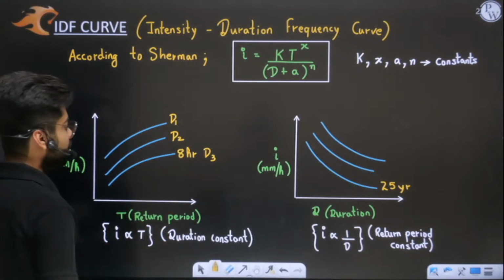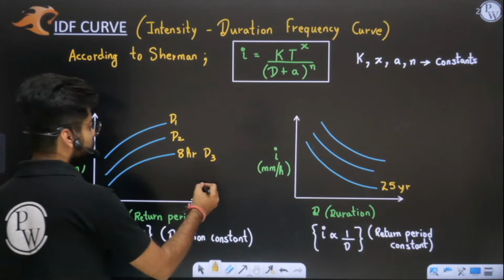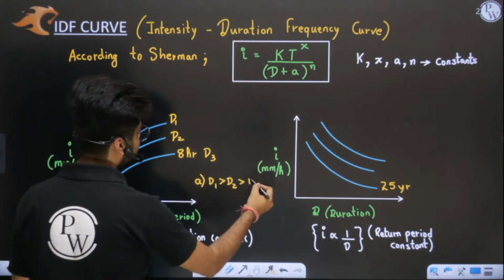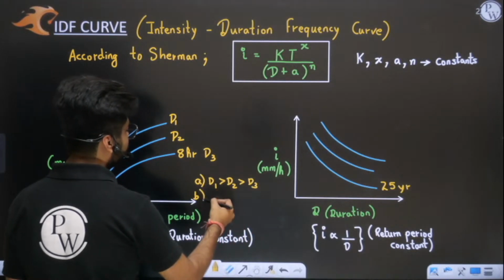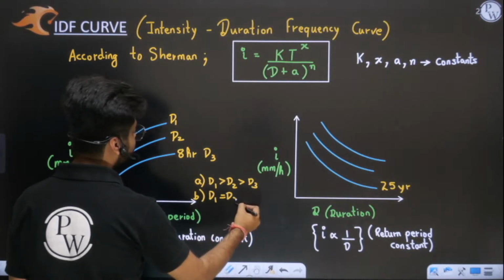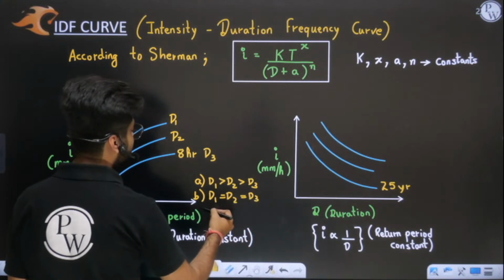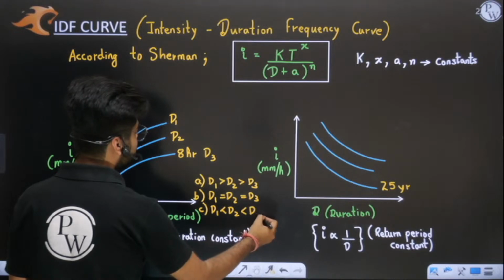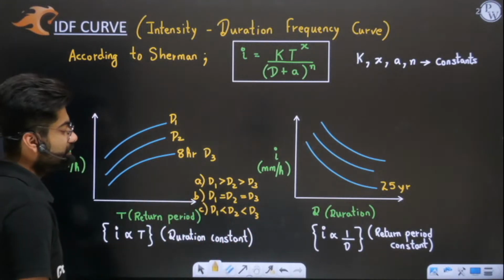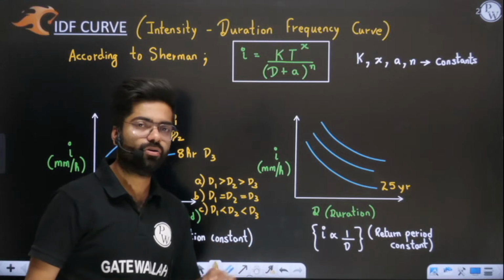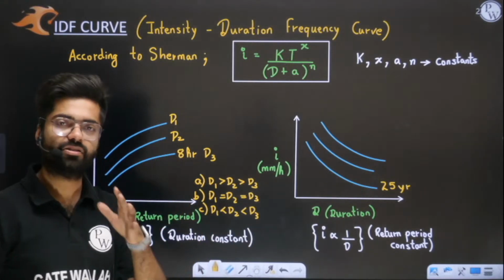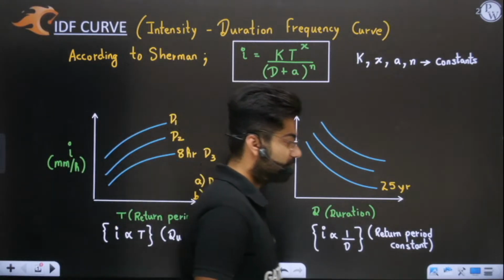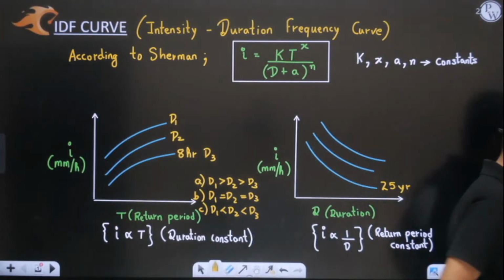So can you arrange them? Tell me which option will be correct here. Option one: d1, d2, d3 all three will be equal. Or sir, d3 is greater than d2 is greater than d1. Or the last option is we cannot establish a relationship. Can you guess it? I am seeing your comments. Will you be able to guess it?